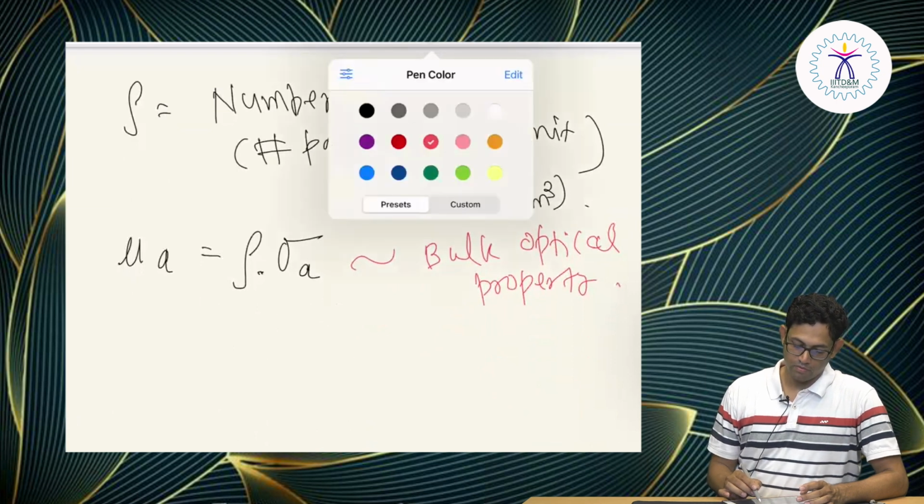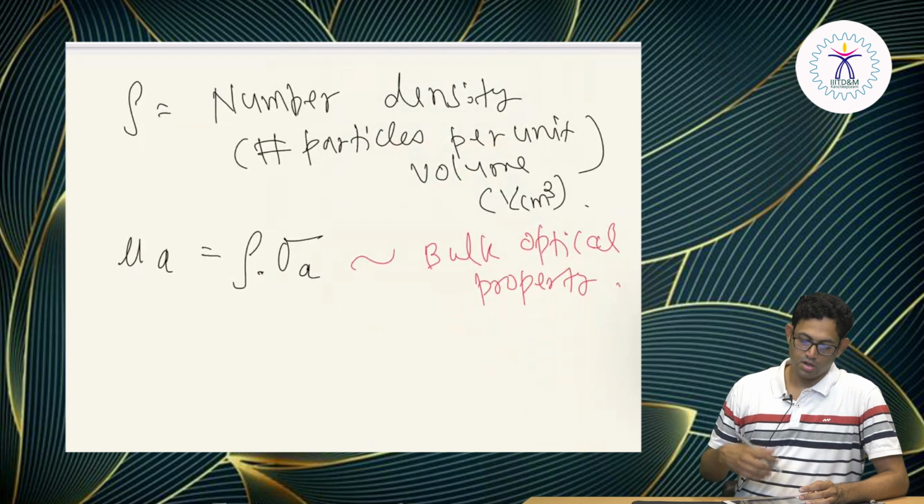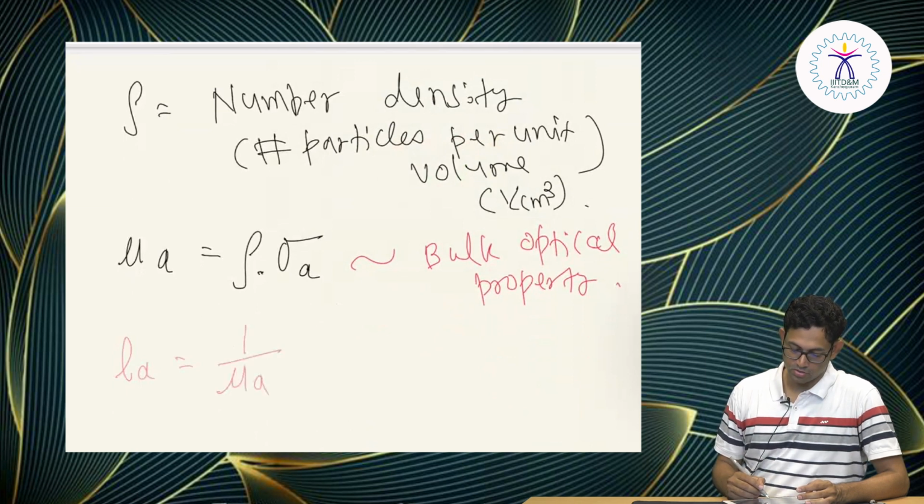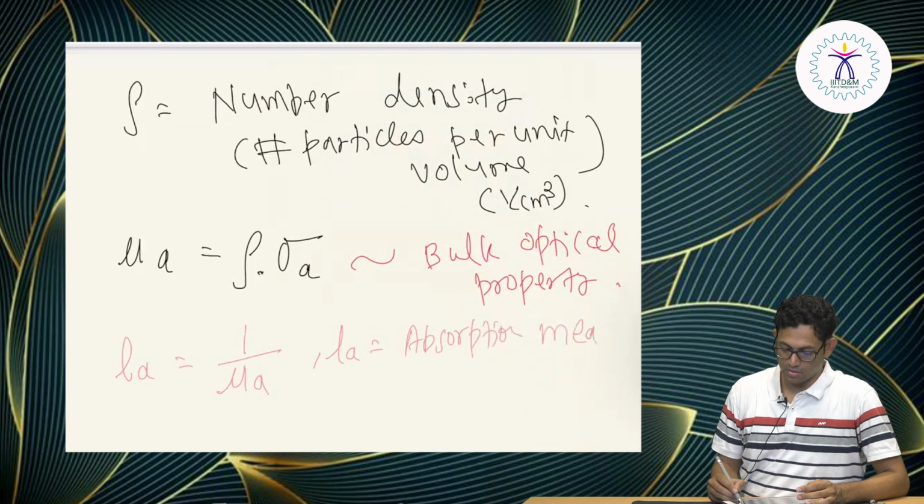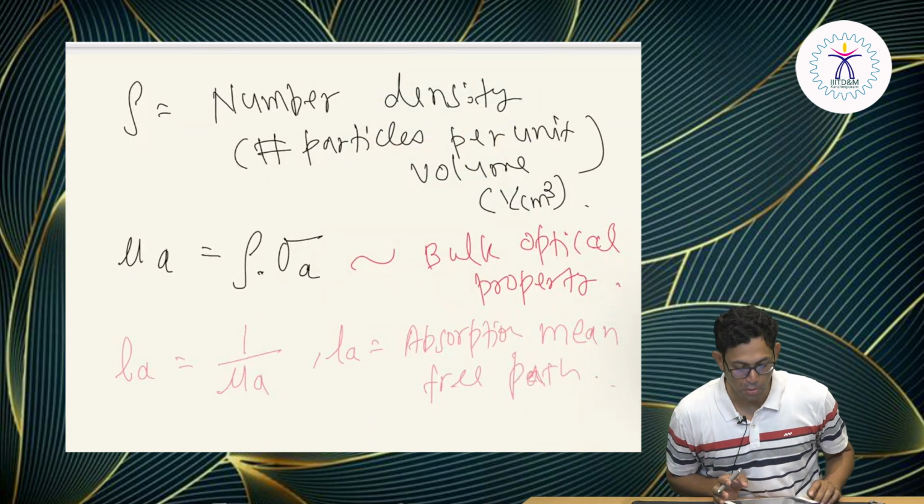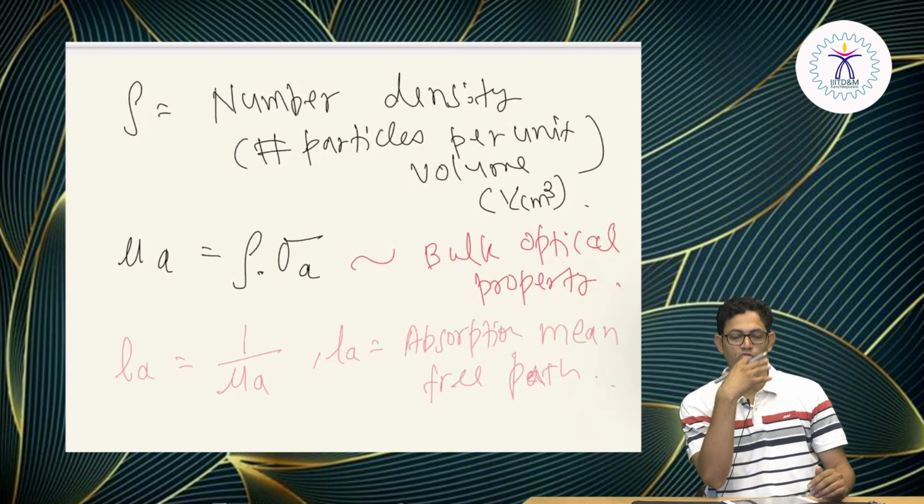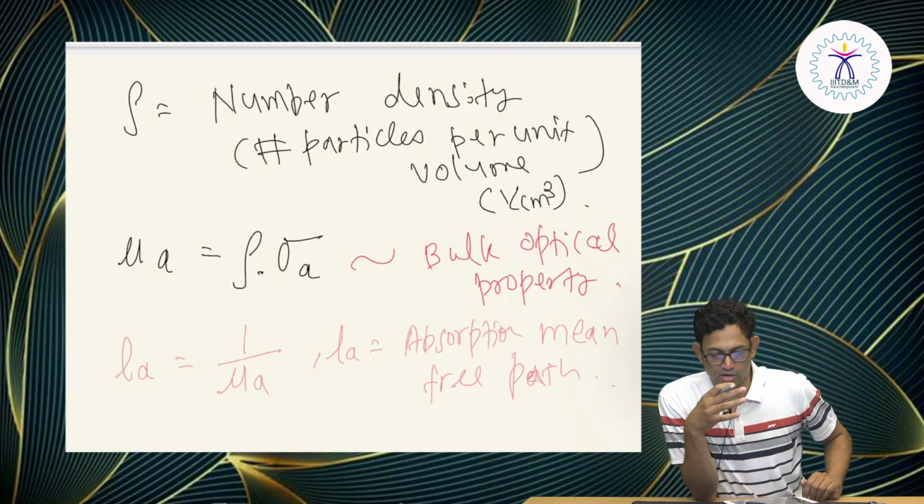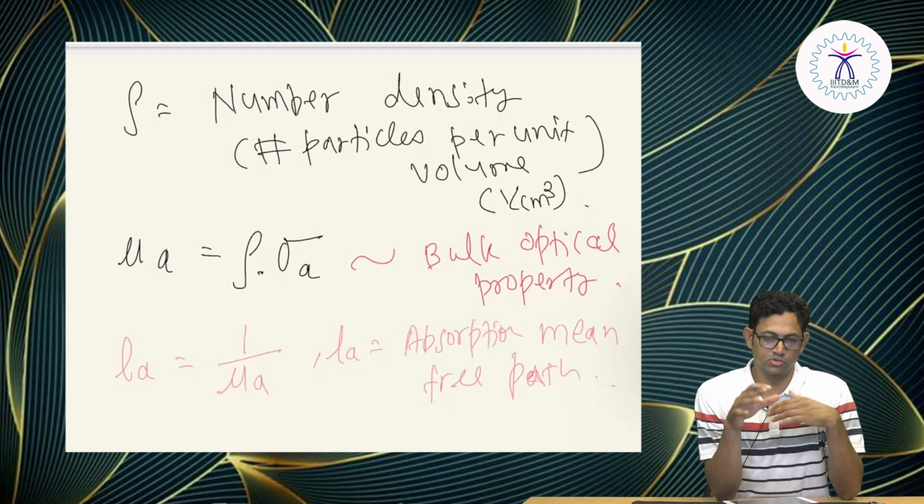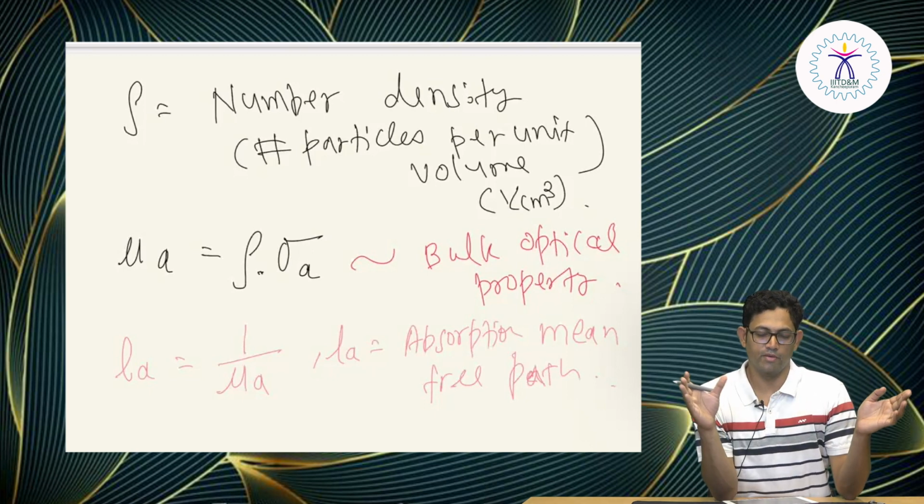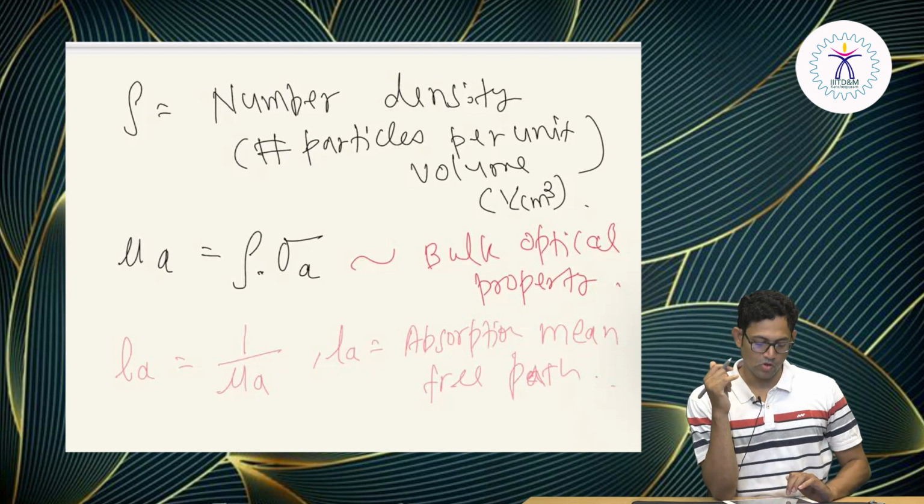Another parameter that people usually use is the absorption mean free path. That is L A, given by 1 over mu A. So this L A is defined as the absorption mean free path, meaning the distance between two absorption events, the distance traveled by the photon before it actually gets absorbed. That's the average distance, similar to the mean free path we discussed in earlier lectures. It can go through multiple scattering events, but it is the average distance the photon travels within the tissue.